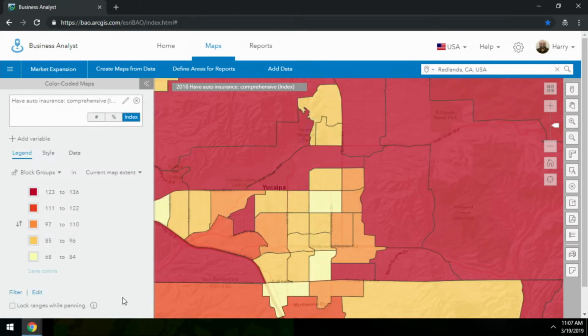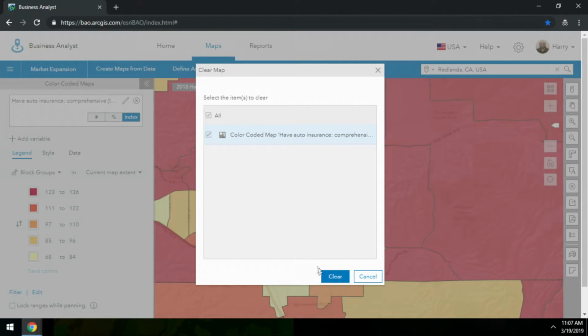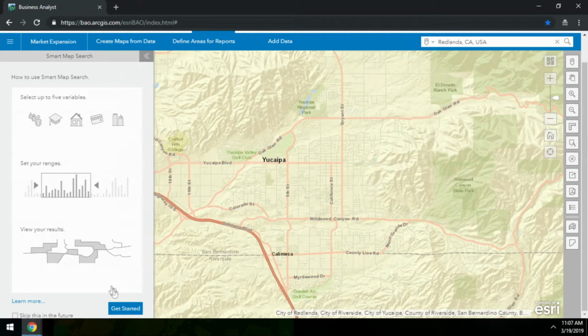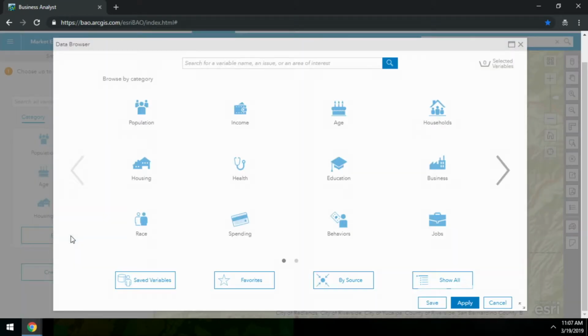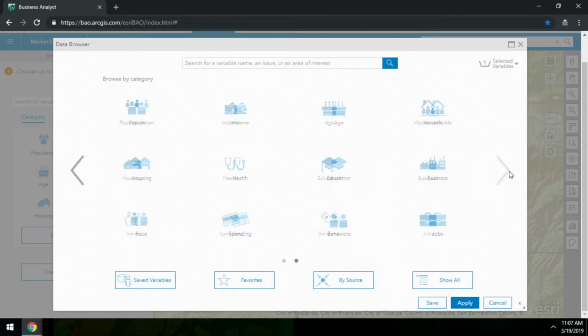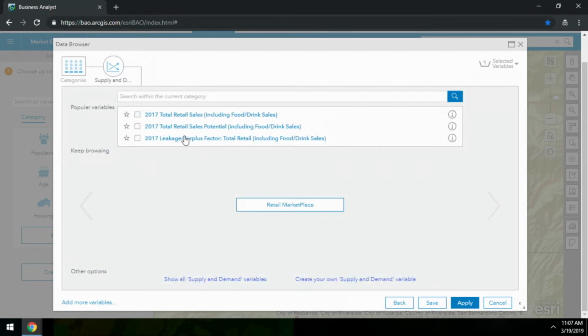Now, the final thing I want to look at is creating another type of map, and that's called a smart map. So again, there are thousands of different data variables that are available, and we can browse all these different categories. For example, let's look at population data. But let's look at 2023 population data, because Esri forecasts what the population is going to be in the future. We can also look at information about our supply and demand. And we can look at information about total retail sales for just food and drink.